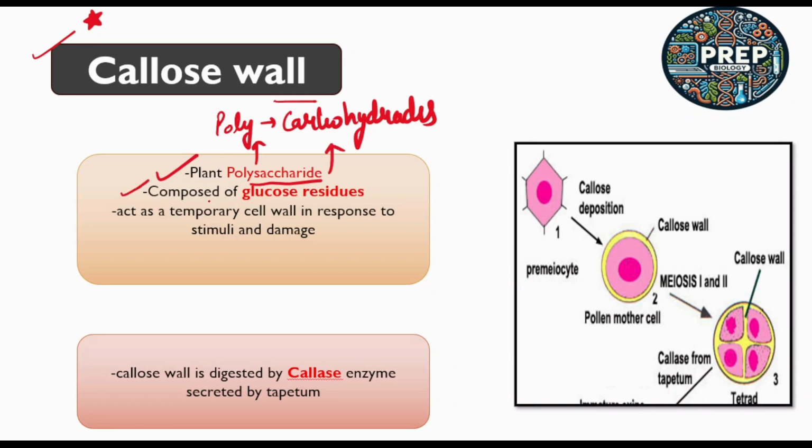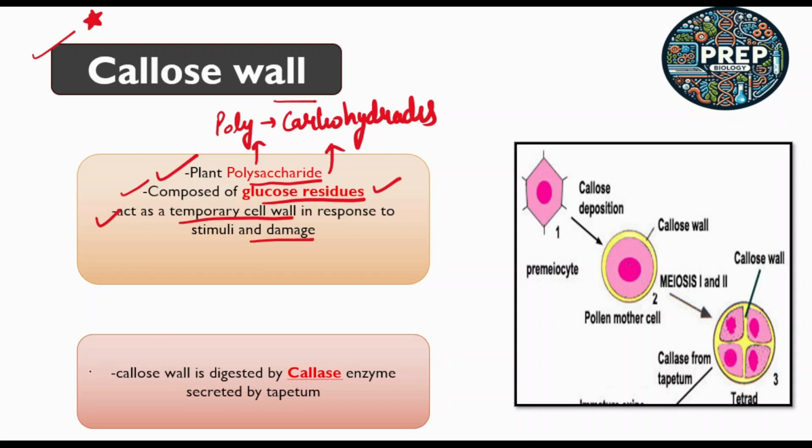So these are the plant polysaccharides made up of multiple monomers of the carbohydrates. Now second one is, it is composed of glucose residues. And what is the function of the callose wall? It acts as a temporary cell wall in response to stimuli or damage. So it acts as a temporary cell wall in response to any damage.